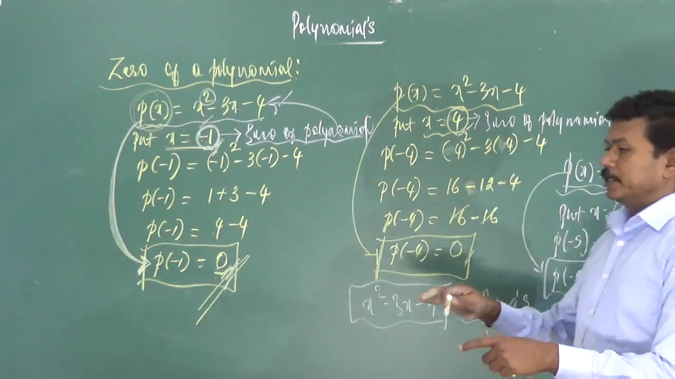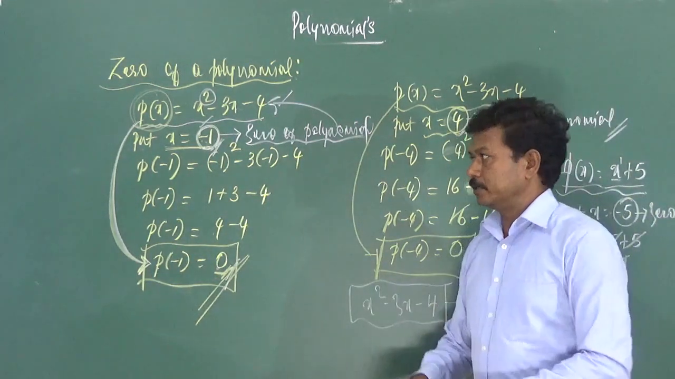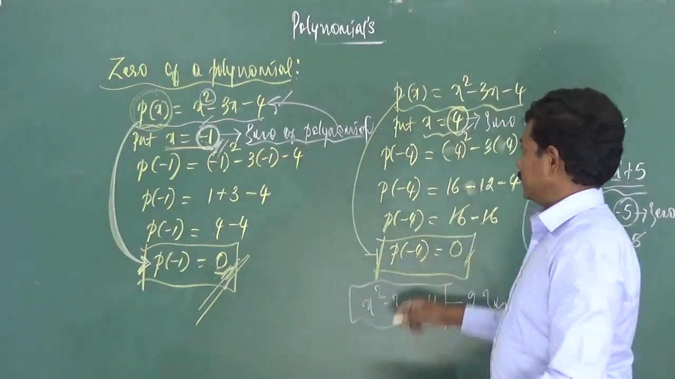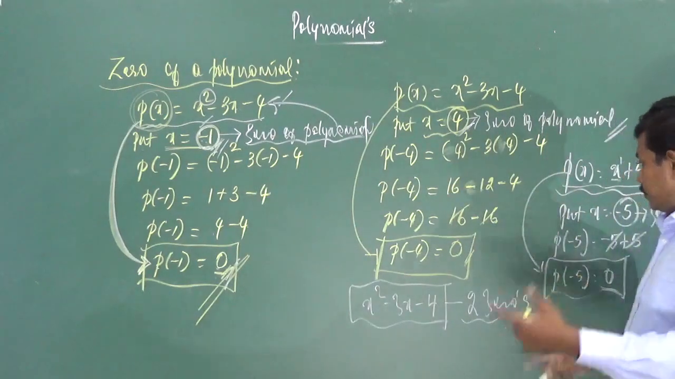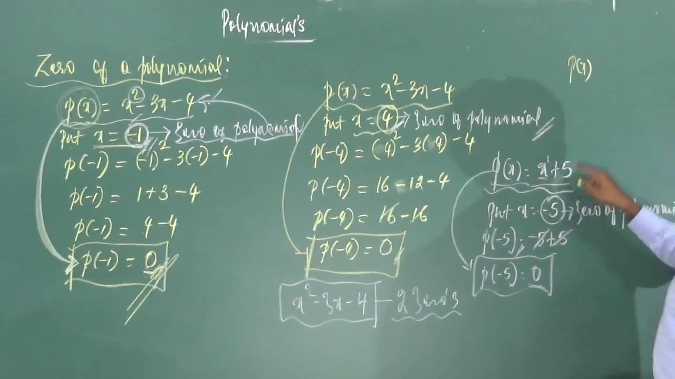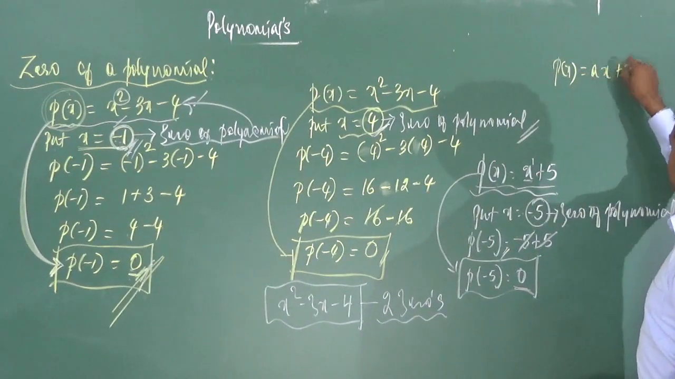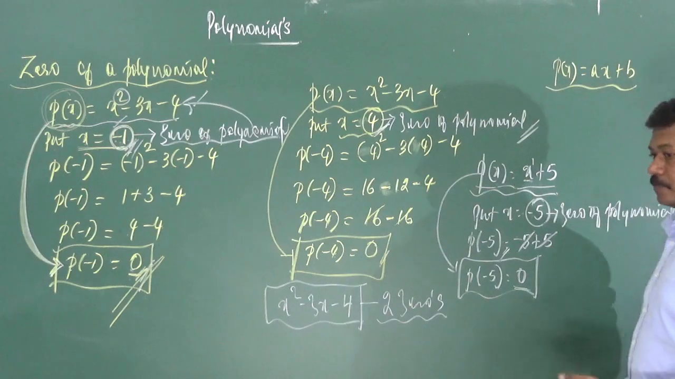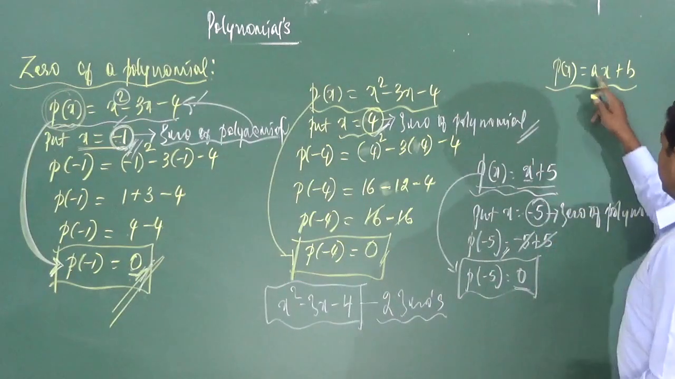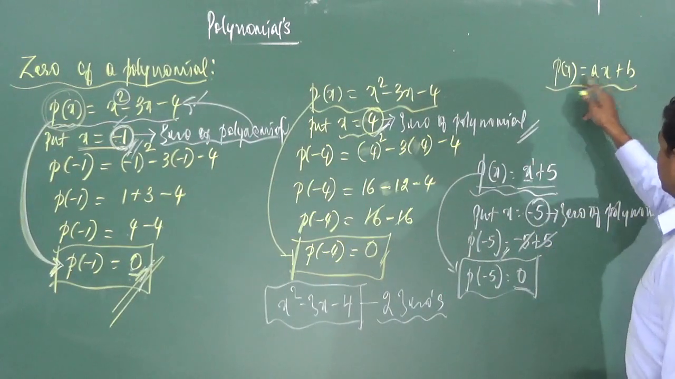So, we will go a little bit depth into this. I will show you how I guessed minus 1, and how I guessed this 4, and how here I guessed this minus 5. So, first I will show you for the linear polynomial. Now please observe this. P of x, this is a linear polynomial. It is in the form of ax plus b. So, this is the general form of a linear polynomial, what I showed you in the previous class. So, ax plus b is the polynomial in x.